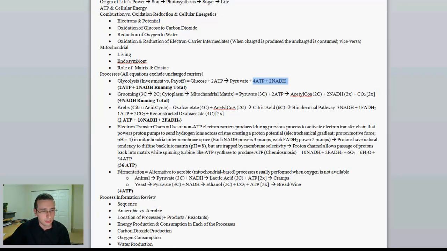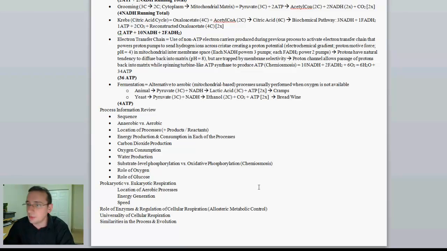You also got to know that when there's no air, it goes into anaerobic, or no air, respiration, which is the fermentation, which is different in animals and yeast, because animals make lactic acid that causes cramps, and yeast make alcohol and carbon dioxide, which we use to make bread and wine. Then you got to know the sequence of the steps, which ones are aerobic, which ones are anaerobic. Basically everything that happens in the mitochondria is going to be considered aerobic, that requires air.